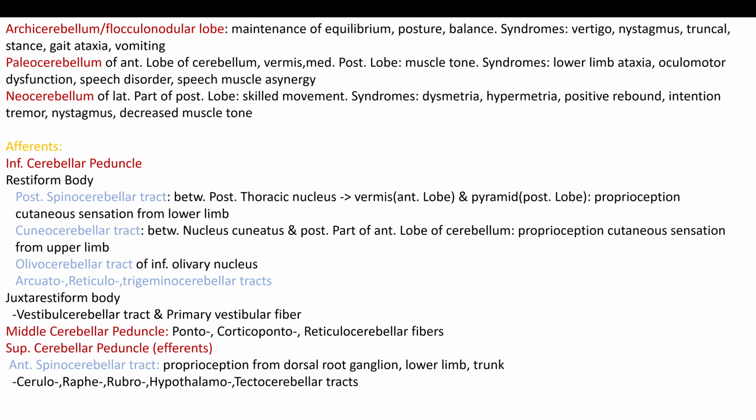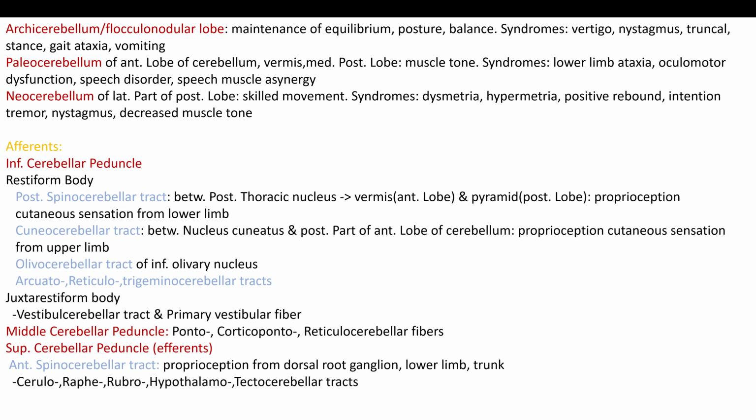The afferent pathway happens between the nucleus cuneatus and the posterior part of the anterior lobe of the cerebellum, relaying proprioception again, a cognitive sensation from the upper limb. This corresponds to the posterior spinocerebellar tract. The olivocerebellar tract from the inferior olivary nucleus, receiving sensory motor inputs, has a large contralateral projection to the cerebellum as well. And there is also an arcuocerebellar tract, reticulocerebellar tract, geminocerebellar tract.